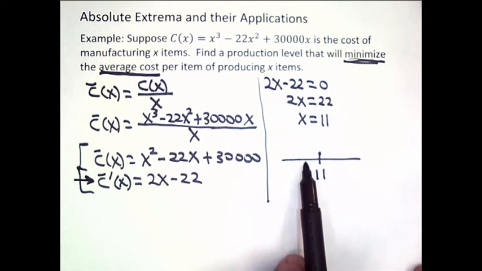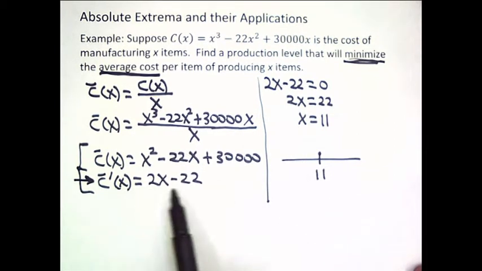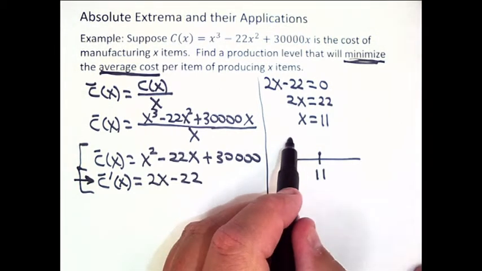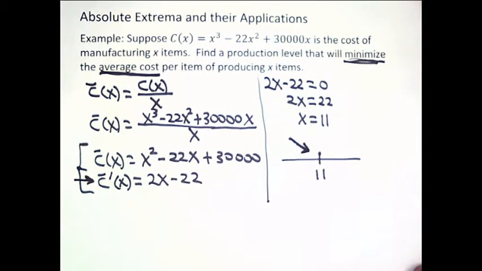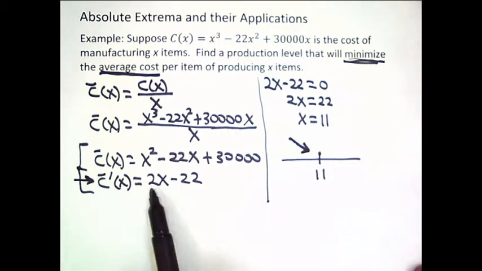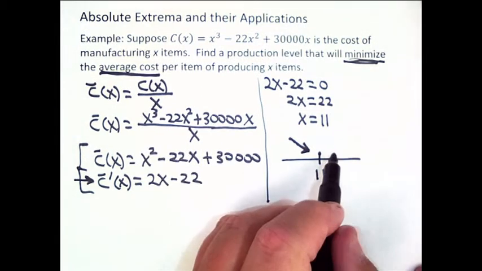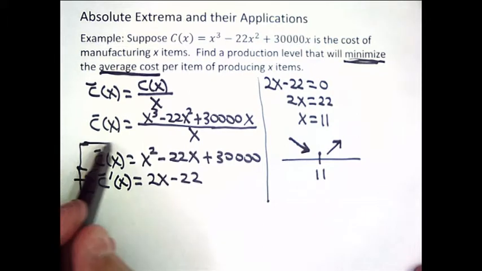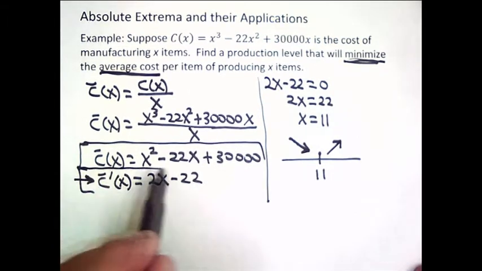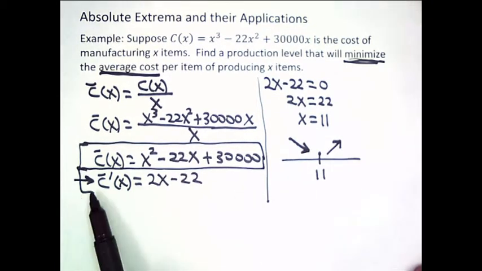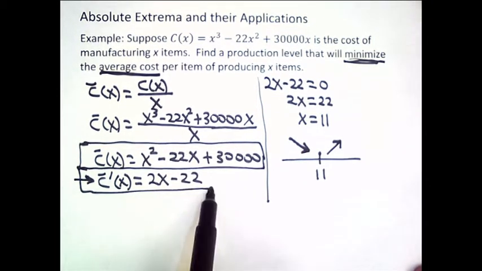If you put, say, for instance, 10 into the derivative, you get 2 times 10 is 20. 20 minus 22 is negative 2. So that function is decreasing to the left. Then you take a number bigger than 11, say 12, plug it in. You get 12 times 2 is 24. 24 minus 22 is positive 2. So even though you're dealing with the average cost function, when you're looking at slopes, you're dealing with the derivative of it. So now you're looking at the derivative.